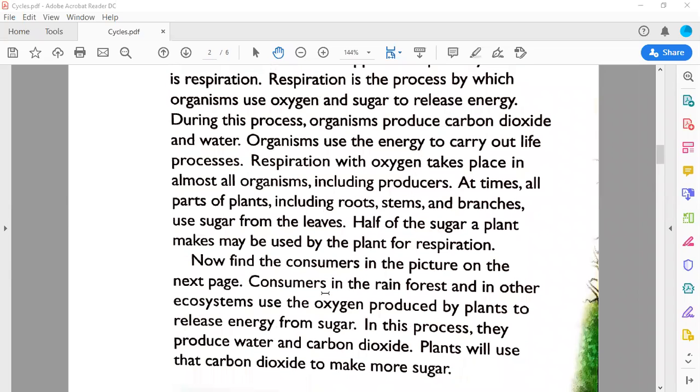Consumers in the rainforest and in other ecosystems use the oxygen produced by plants to release energy from sugar. In this process, they produce water and carbon dioxide. Plants will use the carbon dioxide to make more sugar.